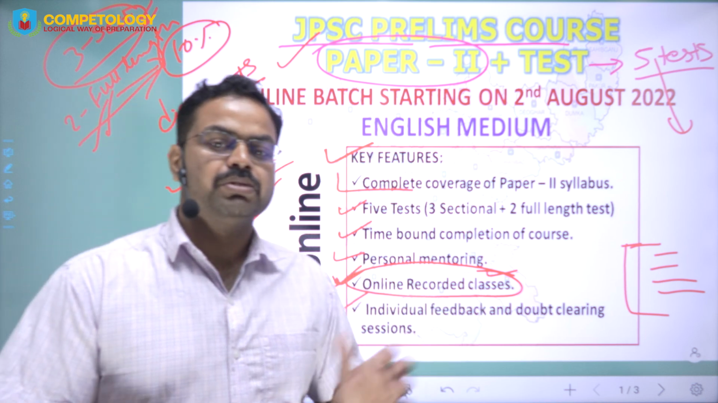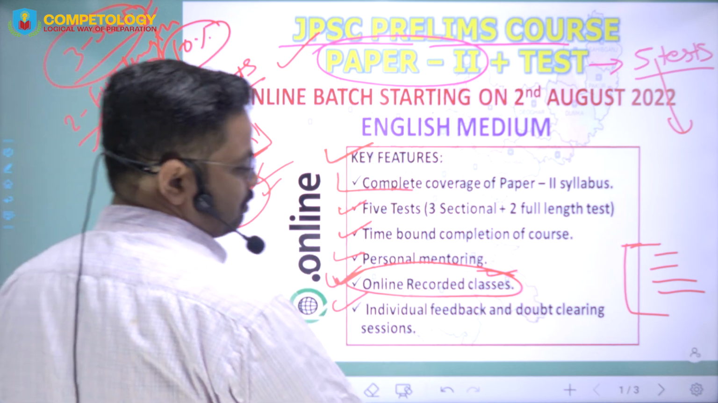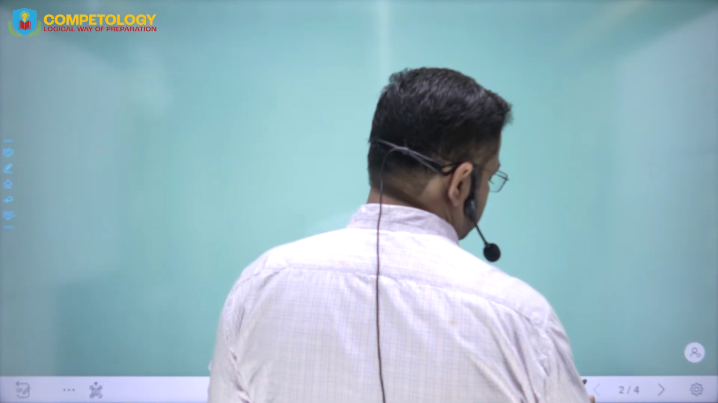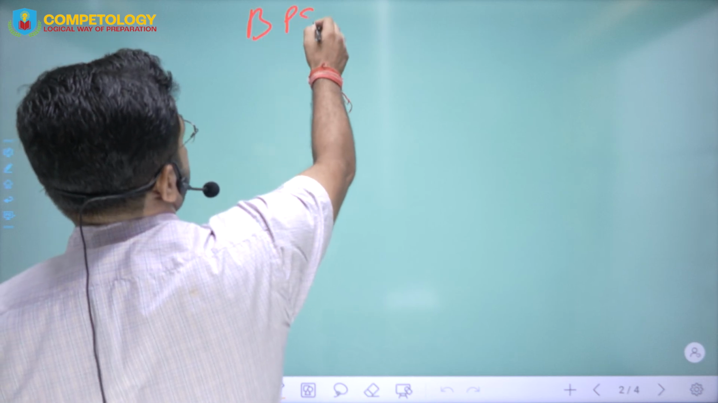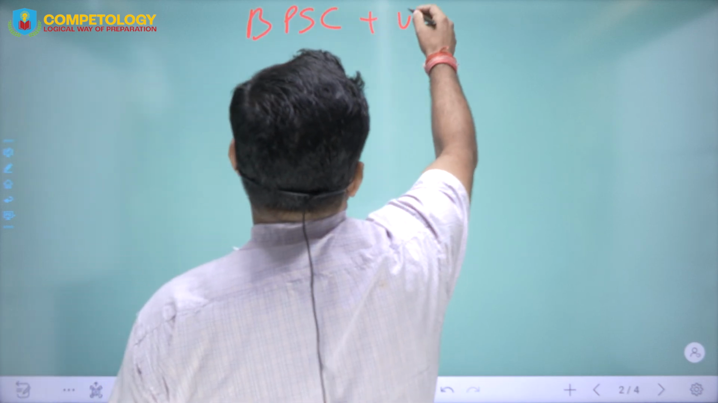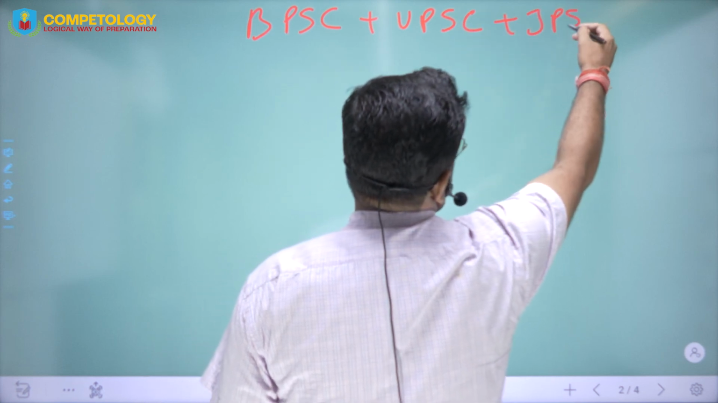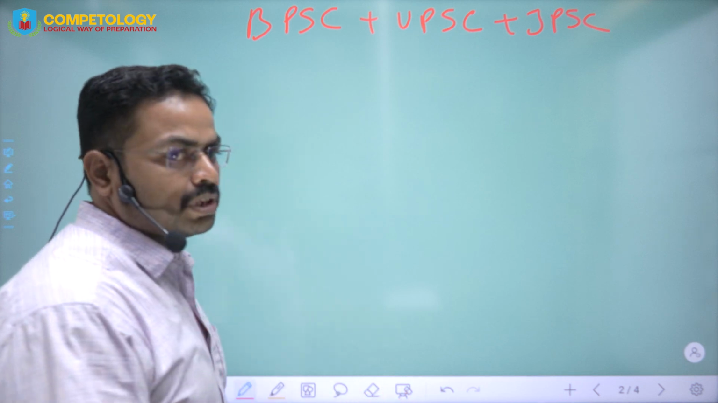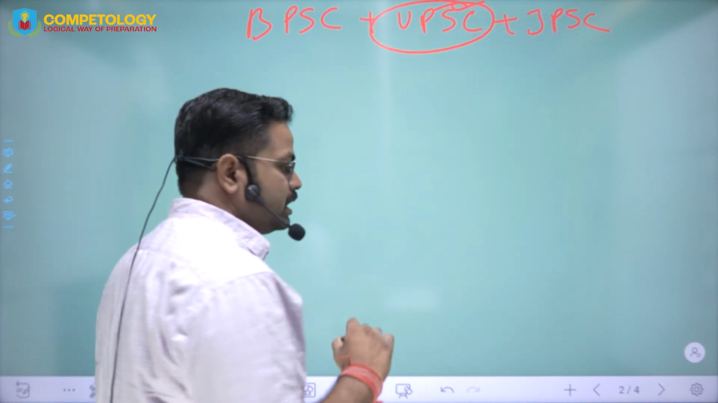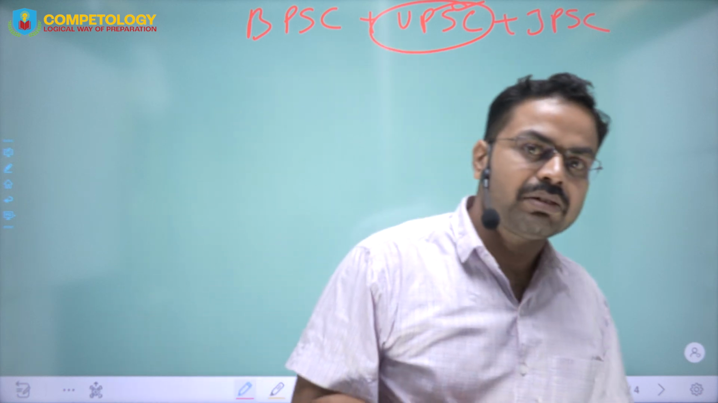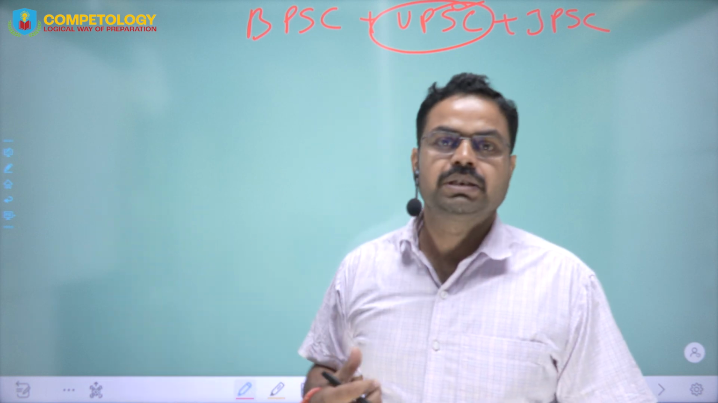But many of the students are of the view that many students are such who keep preparing for BPSC, JPSC, UPSC, all of them. So the students who prepare for BPSC, UPSC plus JPSC, they are preparing for all the subjects. So mostly such kind of students do what? They start with the preparation of UPSC. So they don't need to focus on paper 1. GS paper 1 is quite easy for them if we consider the JPSC examination.